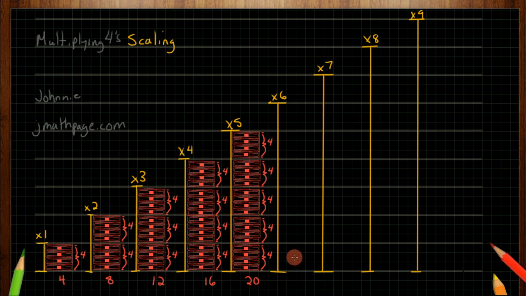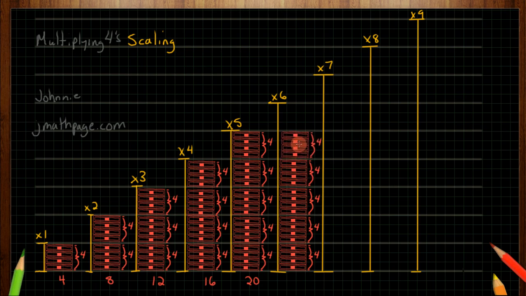All right. 6 stacks of 4 boxes. 1, 2, 3, 4, 5, 6 stacks of 4 boxes. All right, how many boxes altogether? Well, 4, 8, 12, 16, 20, and 4 more, 24. 6 times as many boxes here as here.